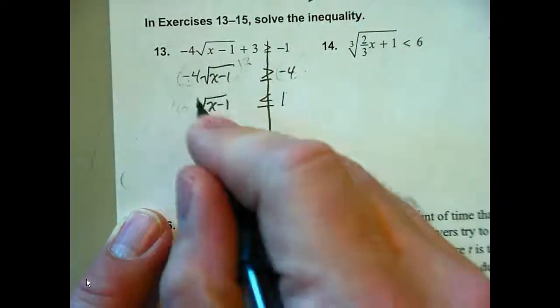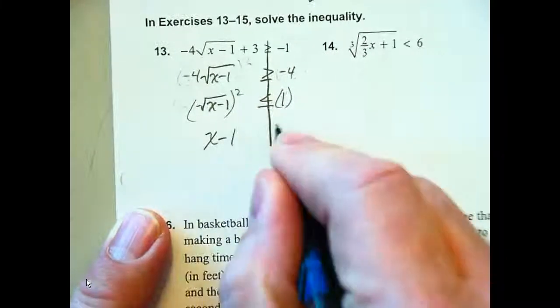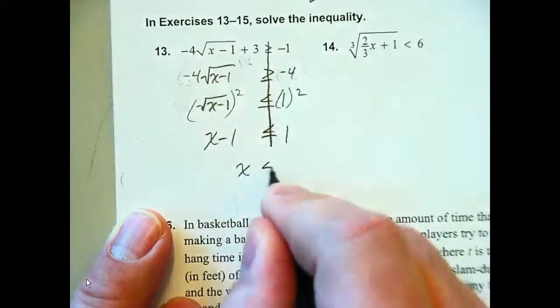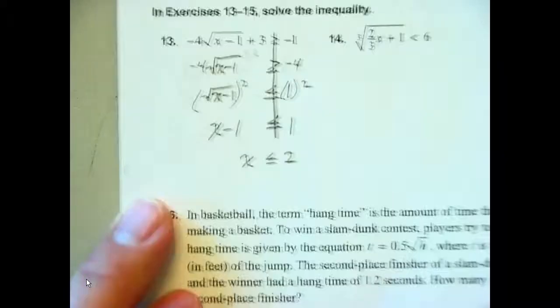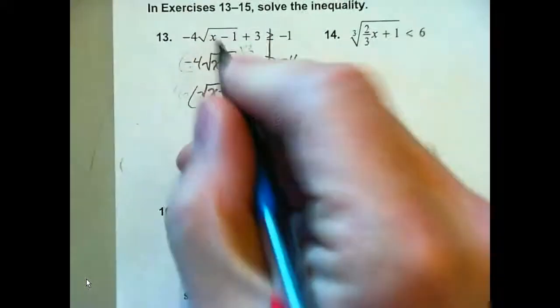We're going to square it now. That gives me x minus 1 is less than or equal to 1, and x is less than or equal to 2. How many got it? So you have half credit unless you have the other part of the answer. Okay, so what's the other part of the answer? I want you to focus right here.